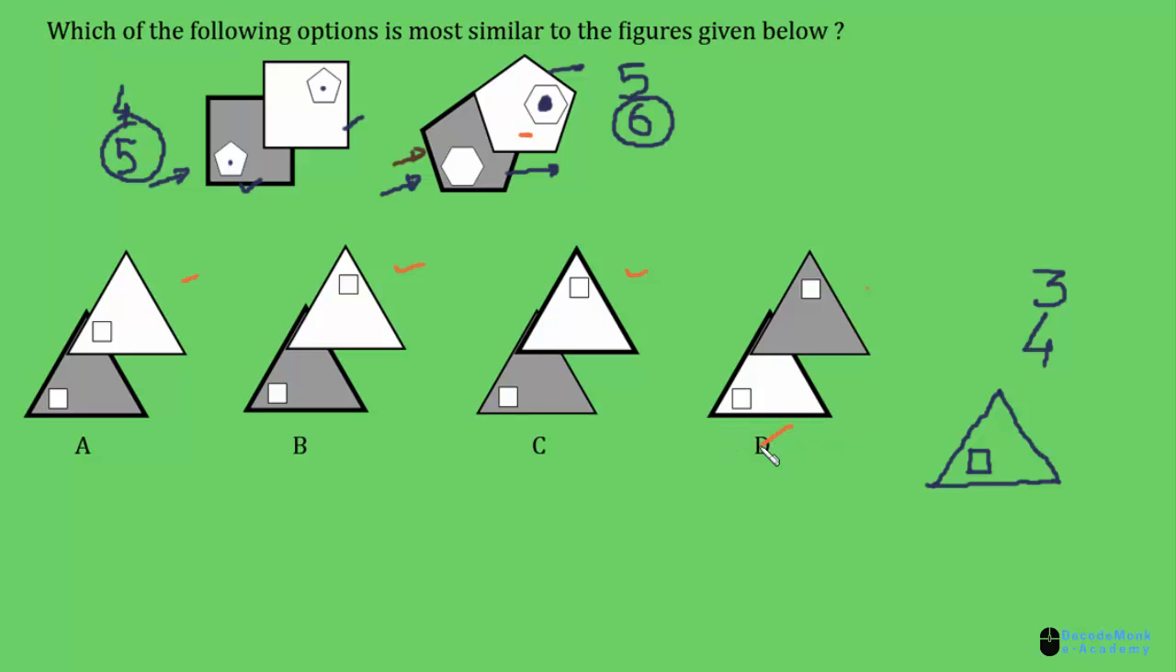So first of all we will eliminate this. We will eliminate this option D. So option D is not the correct option. Now let us check A, B and C.